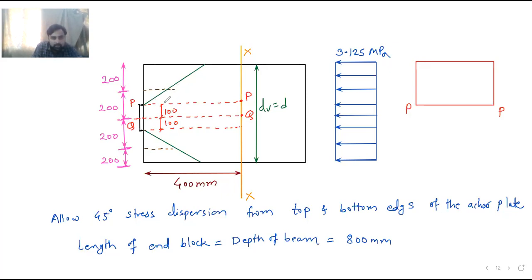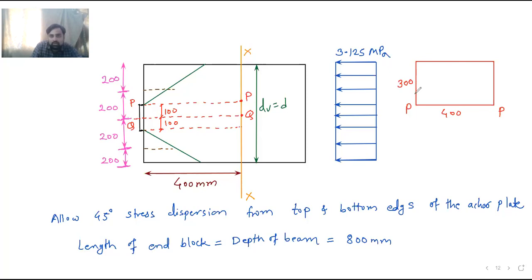So this remaining is also 100. If this total is 200, out of which this is 100, then this remaining will also be 100. But this much is 200. So 200 plus 100, this total is 300. This is 300 mm. And this horizontal distance is already known to you. This is 400.